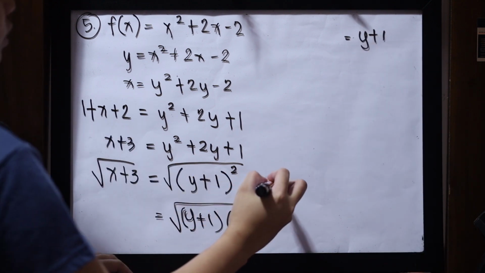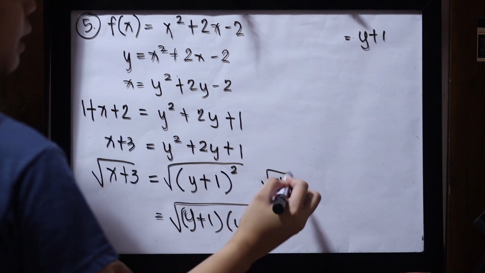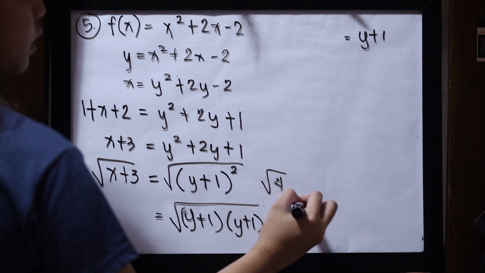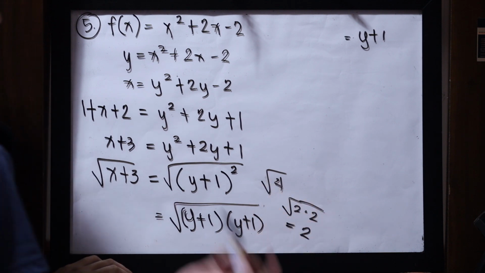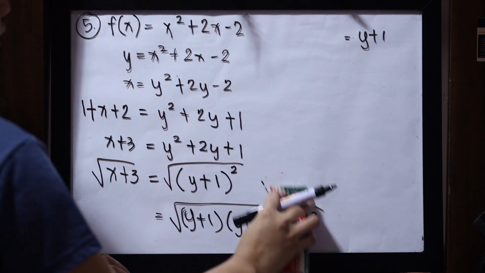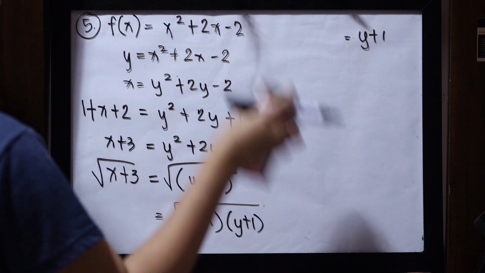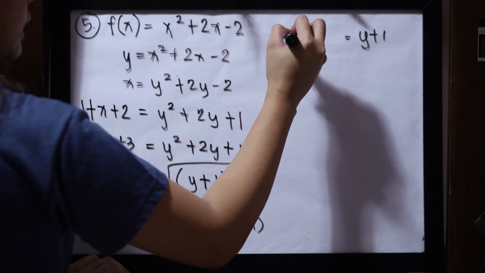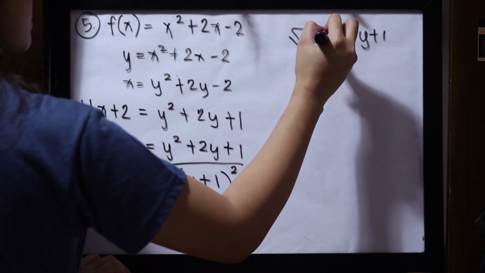So, parang ano lang din to, square root ng 4. Di ba ang square root ng 4 ay, you can write it as square root of 2 times 2. Tas ang square root niya ay 2. So, ganun lang din dito. Yun nga lang, meron kayong mga variables. And then, we just retained this as a square root of x plus 3.